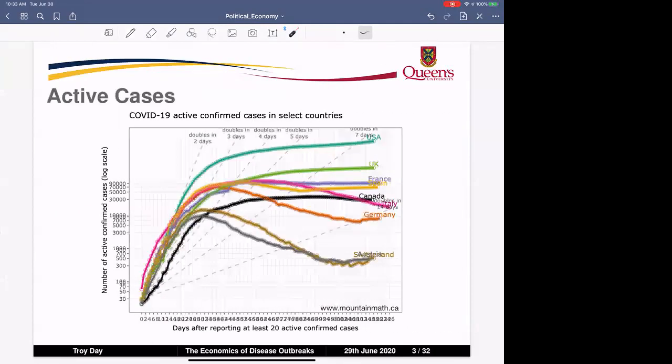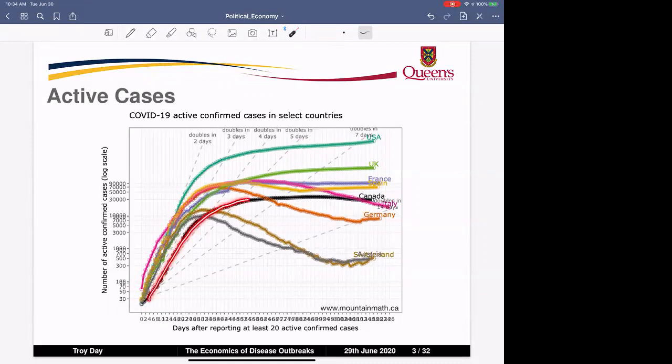So I'll start here with active cases. First, a couple of things to point out. This is a plot, with a log scale on the vertical axis, for a number of different countries as a function of time on the horizontal axis. The other thing to note is that on the horizontal axis, each country has been translated horizontally, so they all line up at more or less the same point in time. You read the horizontal axis as time since there were at least 20 active cases in each country.